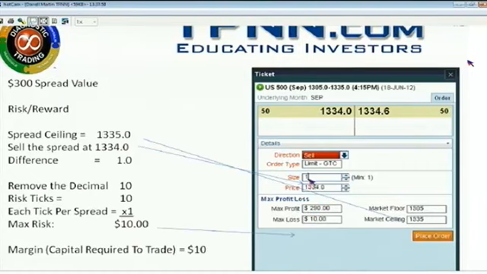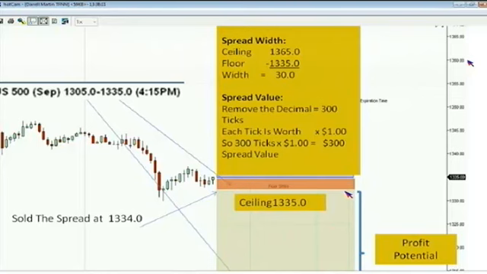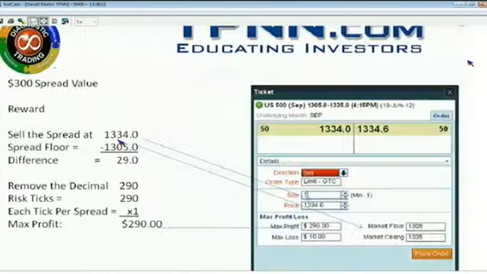So if we sold the spread at 13.34, what was our profit potential? It's going to go all the way down to 13.05. Down at 13.05, what we know is we have 13.34, where we sold, down to 13.05. That gives us a 29.0 move, and we again just drop that decimal to make it easy. 290 ticks, $1 a tick, $290 potential reward. That's where they got the profit from. They simply said, you sold it here, you can make money all the way down to the floor, and that's how you calculate your maximum profit.